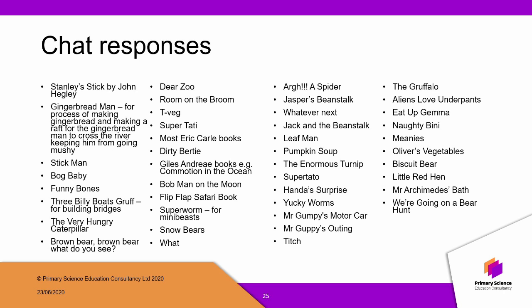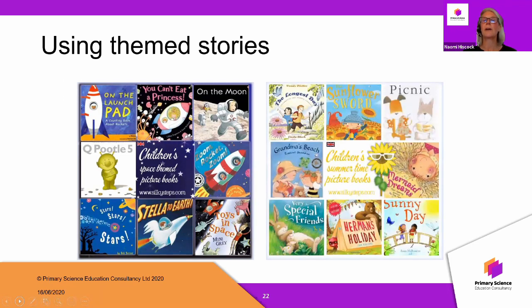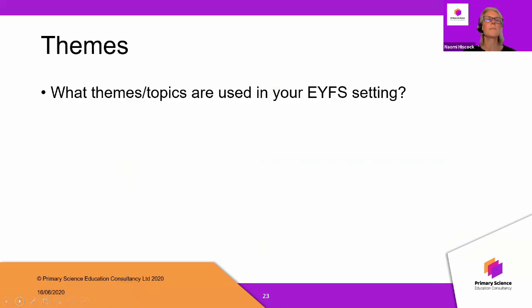Do please keep typing. But what you can see is that it's very easy to have a selection of books around a theme. So here's a range of books about a space theme. And here are a range of books about basically summertime, holidays and that sort of thing. So what will often happen is that there may be a book that's being focused on, but then actually there's a longer theme over a period of time.